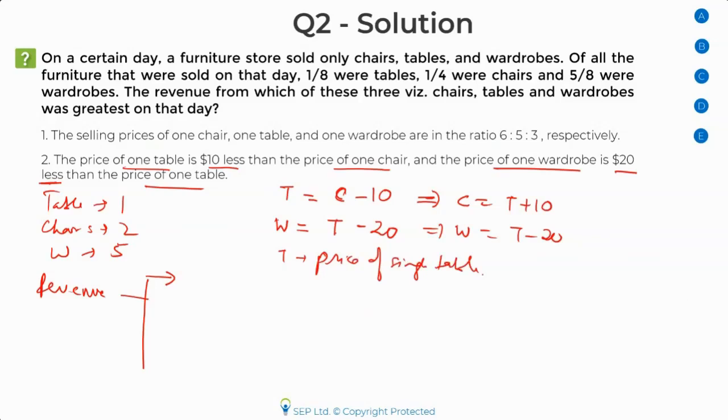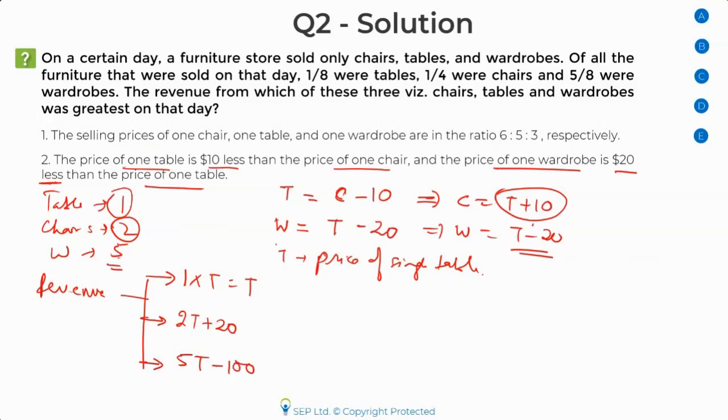So what is the revenue now for the table? The number of units times this price. So it is 1 times T, which is equal to T. So for table, it's sorted. Let's look at chair. There are 2 chairs and the price is T plus 10, so you'd get 2T plus 20. And for wardrobe, it is 5 times T minus 20, which would give you 5T minus 100. Okay, now tell me which one is the greatest. Can anyone tell me? Shweta, I've read your question, but I'll answer it at the end. I hope that's okay.